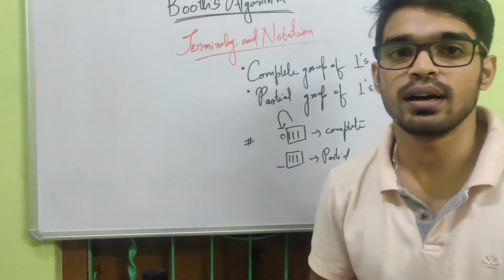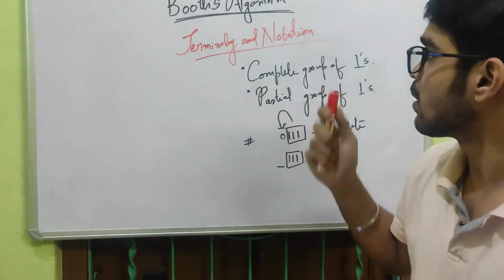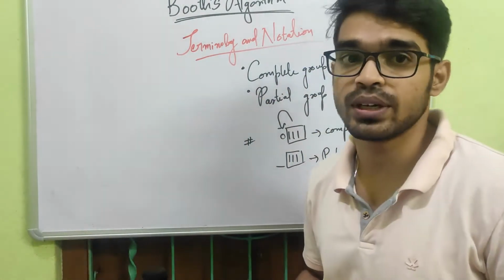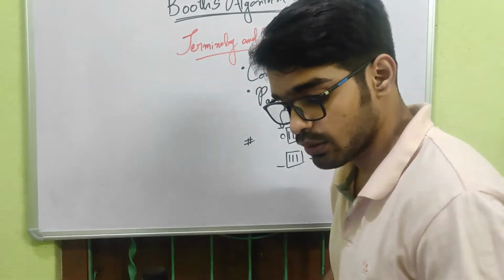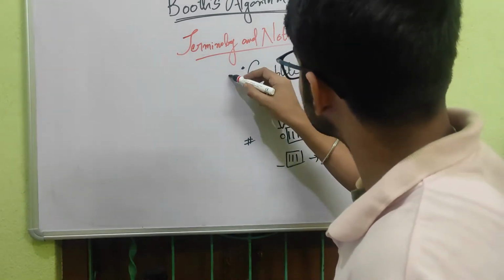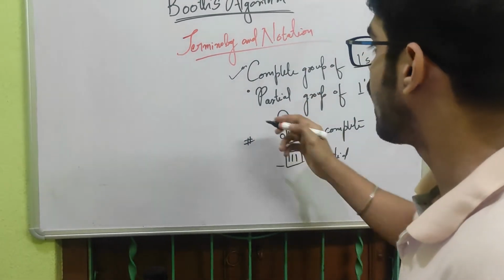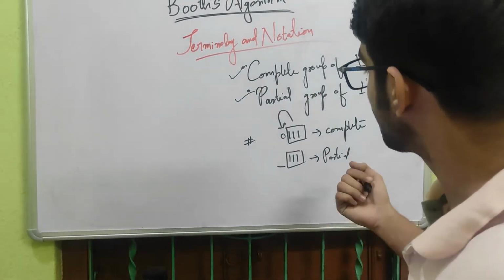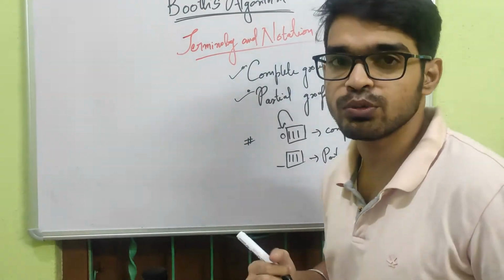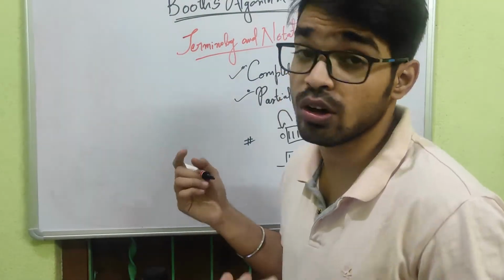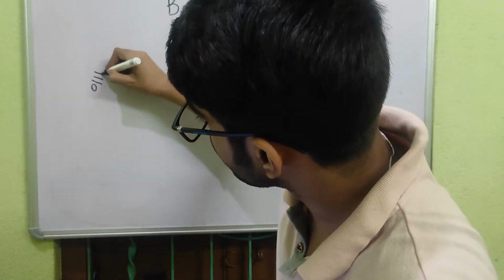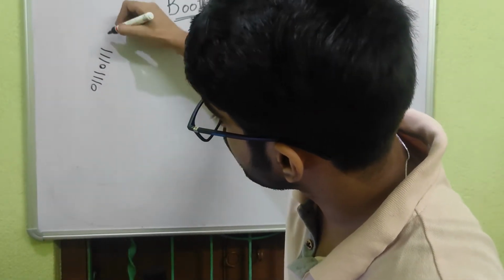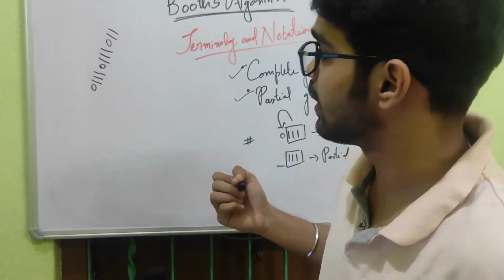Now, as we said, we will be discussing the terminologies and the notations involved in learning Booth's algorithm. So the first thing we have is complete group of ones and partial group of ones. What are these actually? Suppose we have a string or pattern or block of ones, say 0 1 1 1 0 1 1 1 0 1 1, right?